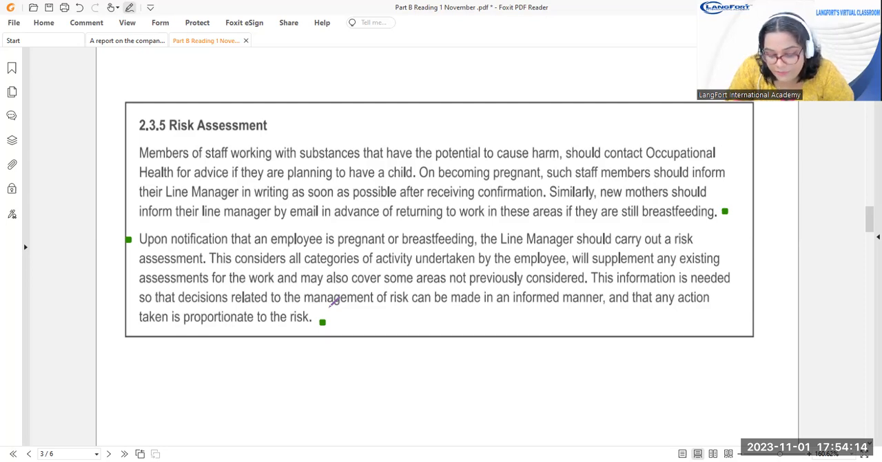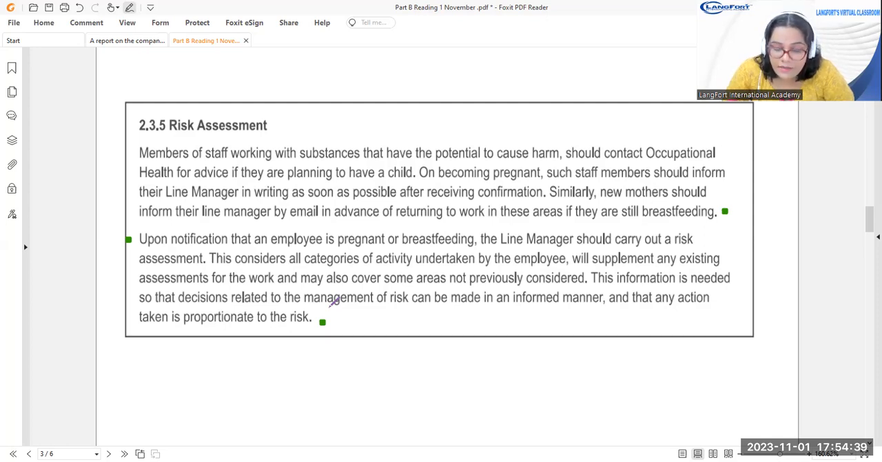Come on. So it talks about how staff who are working with harmful substances should contact occupational health for advice if they're planning for a child. And once they become pregnant and the pregnancy is confirmed, they need to inform the line manager in written form. And similarly, new mothers who are breastfeeding can inform the manager through an email in advance that they're returning to work.